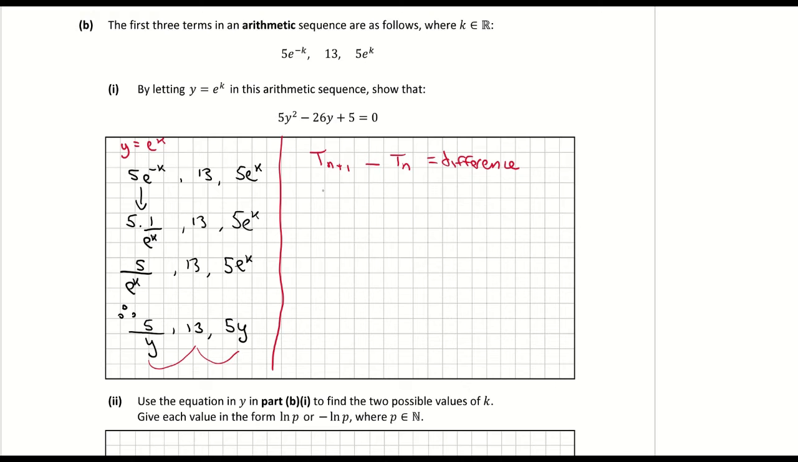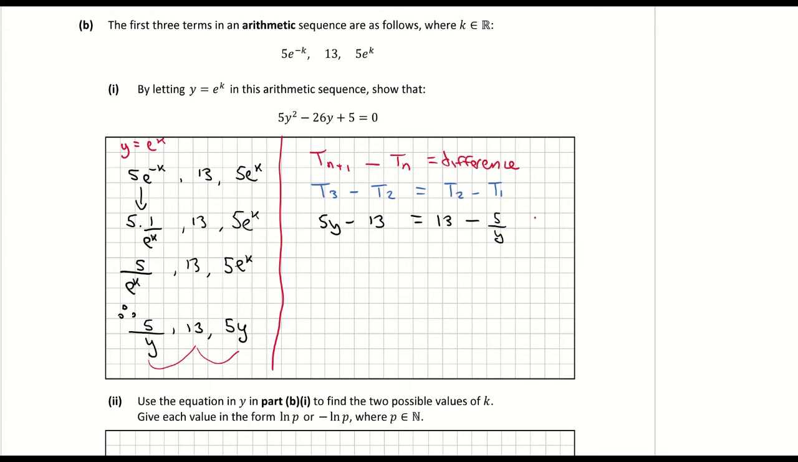So I have three terms. So if I go term 3, subtract term 2, that gives me the difference. But that's the same as maybe going term 2 take away term 1. They're both giving me the common difference. And I know those first three terms, t_1, t_2, and t_3. So subbing in t_3, I have 5y, subtracting t_2, I have 13. And I'm letting that equal to t_2, which is 13, subtract t_1, which is 5 over y.